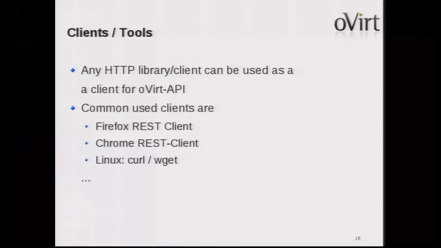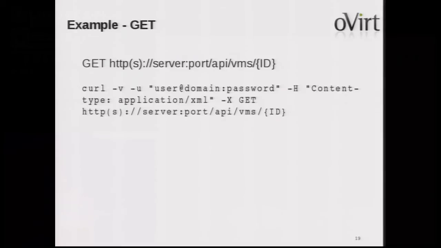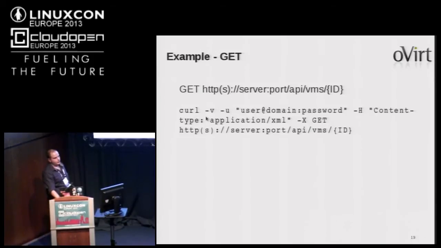I won't get deeply into that, but there are different clients you can use in order to run these HTTP commands, different REST clients that are available in the different browsers, or a command line utility like curl, for example. This is just an example using curl to get a specific VM. In here you pass the username and the password. You say you want to get an XML. You say the HTTP method is get, and you give the URL of the specific VM you want to use.